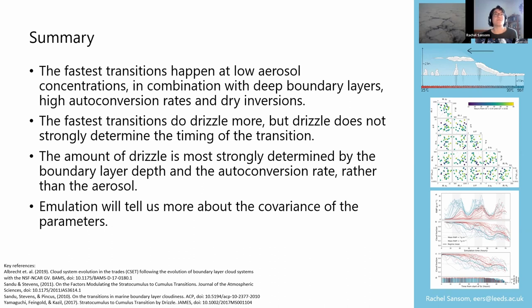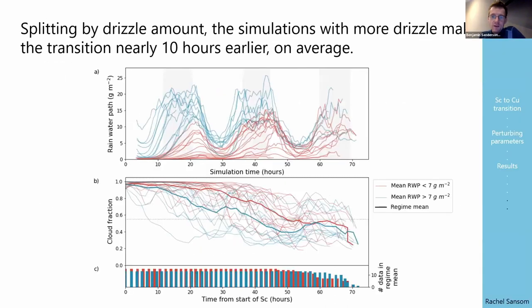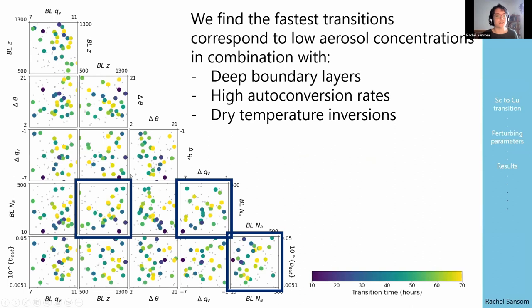It covers a huge range of behavior, actually. And sure, that's evident from your last plots. Yeah, and even showing here, the gray spots are ones that didn't form stratocumulus or didn't transition to cumulus by the end of the simulation. So there's a whole lot of other behaviors in there that aren't even technically a transition.